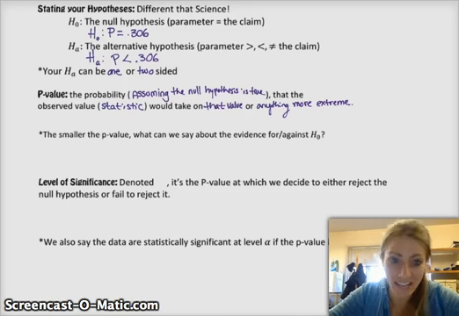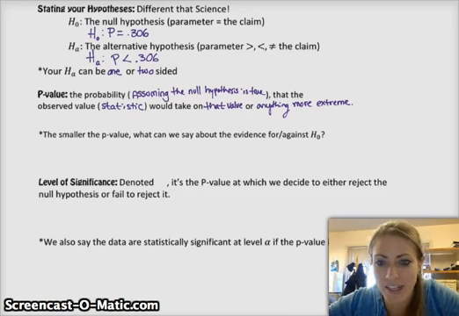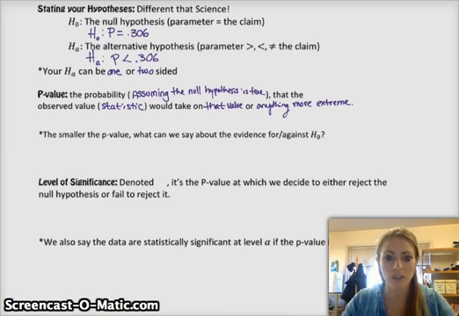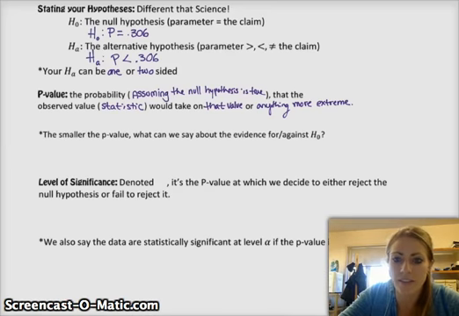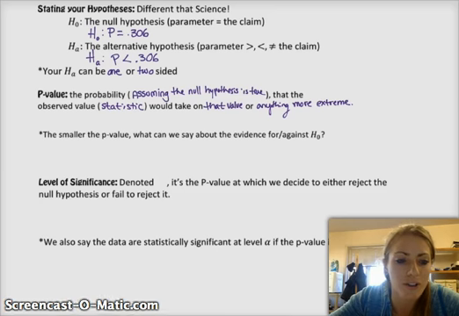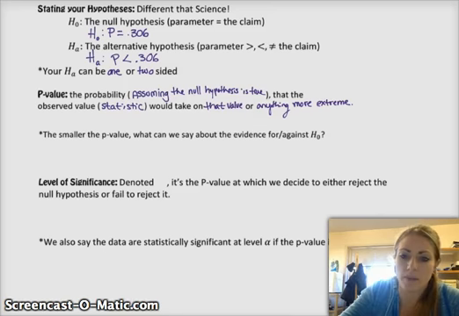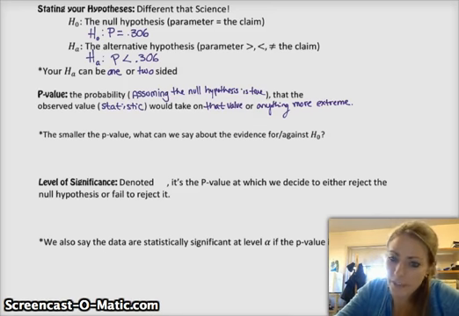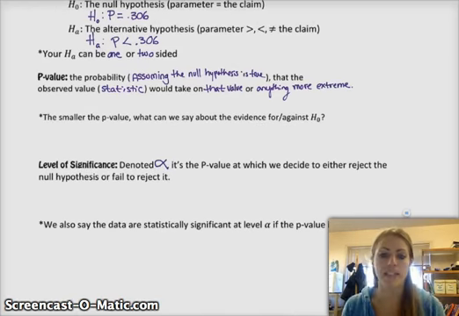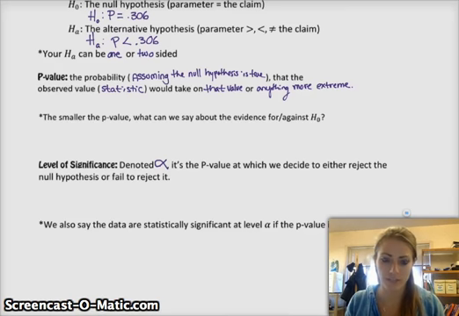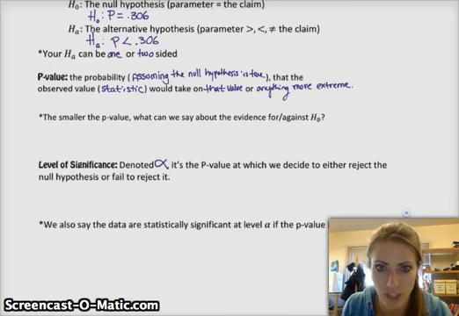So then, next, and I think this is our last vocab word for the day, is the level of significance. And this is set up ahead of time. So before everything else, it's either given to you or you decide it. When in doubt, the typical significance level is 5%, but it'll usually be given to you. Anyways, it's denoted alpha, little alpha, and it's the p-value at which we decide to either reject the null hypothesis or fail to reject it. Never say accept, just an FYI.